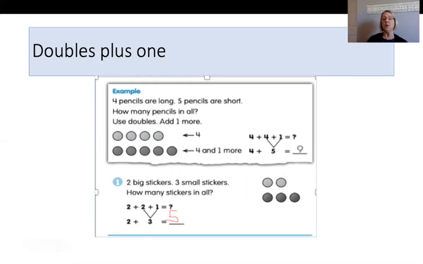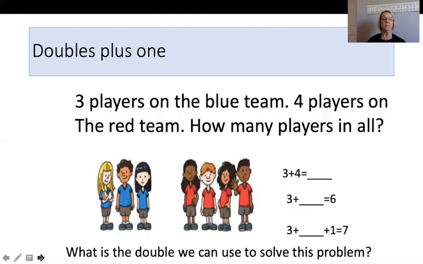Remember that these are all strategies to help you efficiently and accurately find an answer. But if you know the answer without having to do doubles plus 1, and you can say it's 5, that's awesome. All right, here's another one.